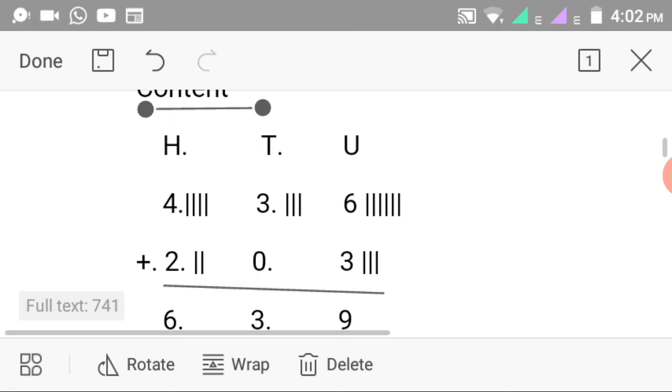If you have 10 in 10 places, that stands for 100. And our 100 is represented by letter H.